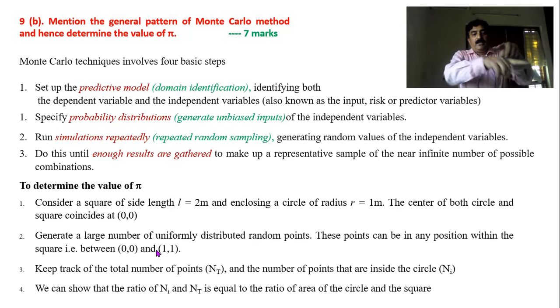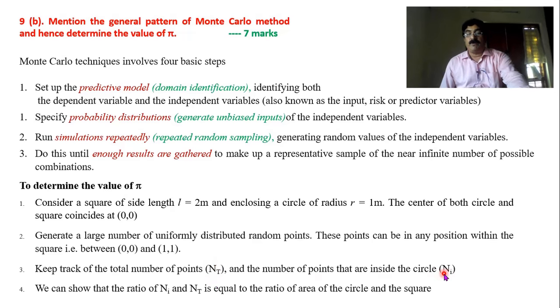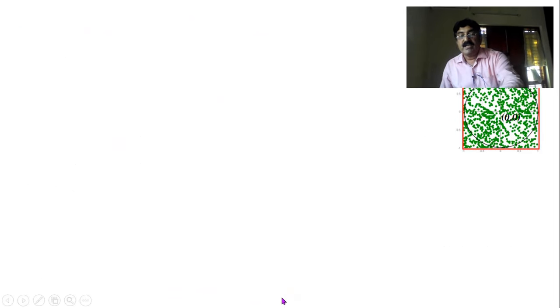In total, in that region, there must be uniformly distributed random points. These points can be in any position within the square, that is between 0, 0 and 1, 1. Now keep track of the total number of points. Nt is the number of points inside the square, Ni is the number of points inside the circle. Now using Ni and Nt, we can easily calculate.